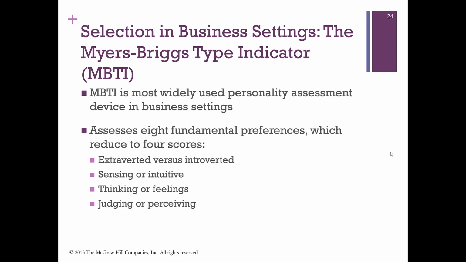So you can see here the 8 preferences that make up the scores: extroverted or introverted, sensing or intuitive, thinking or feeling, and judging or perceiving. There is a good description of each in Table 4.1 on page 115 in your book.